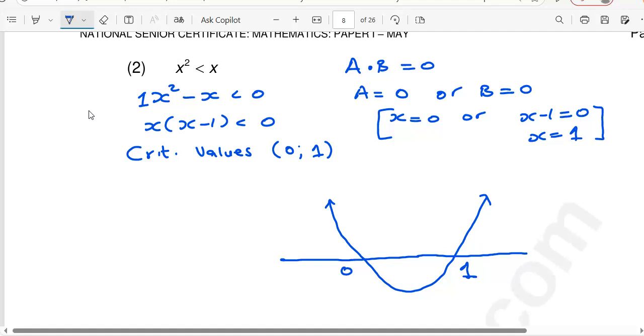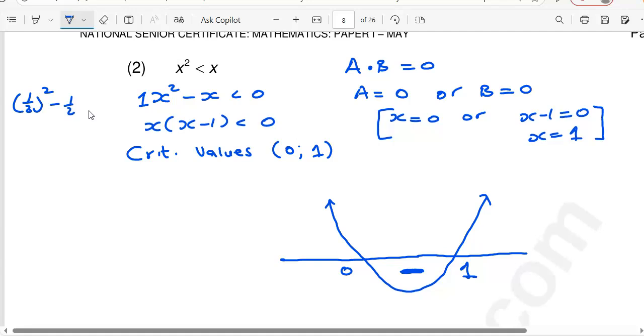So I need you to take any number between 0 and 1, and we can take half, 1 over 2. Where there's x, I need you to put 1 over 2 in the original expression and say this is 1 over 2 squared, minus 1 over 2, and tell me what is the answer. You'll find out the answer is negative. So because the answer is negative, the solution between 0 and 1 is negative.